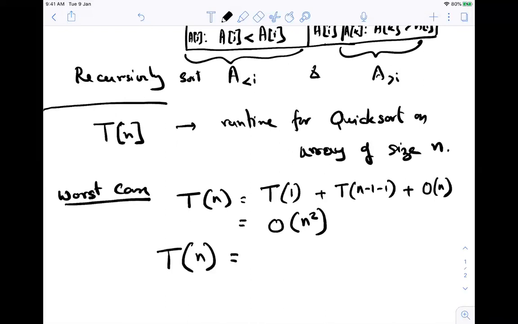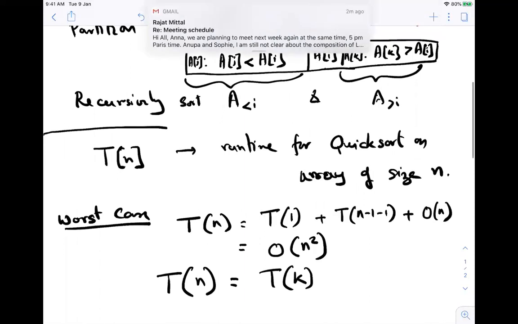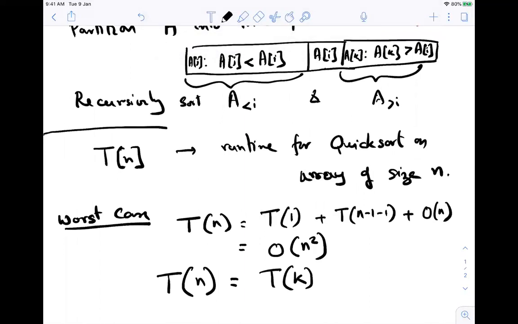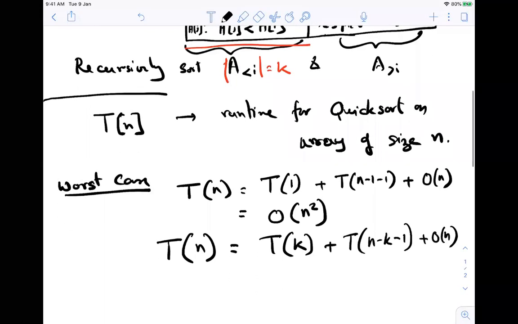So this is actually, in some sense, this is T of K, okay? So let's say that the size of this set is K. In that case, what we have is T of K plus T of n minus 1 minus K plus order n. So this is what in general will come out. Where K can be any number.